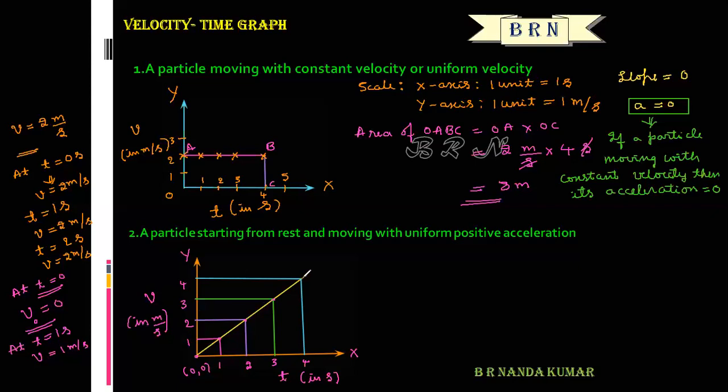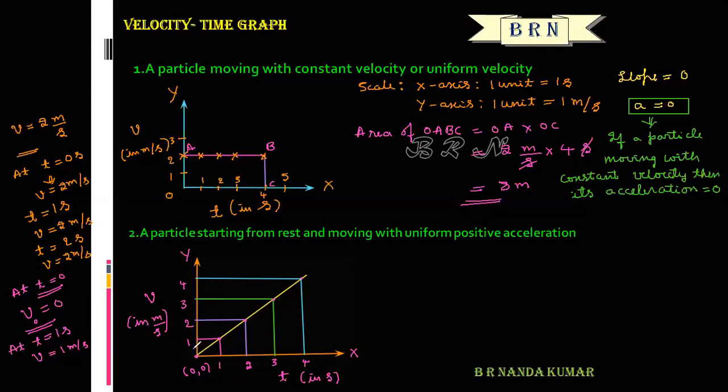So the point in the graph is (4, 4). Now we can join all these points. Now we get a straight line passing through the origin. So this graph clearly shows a particle starting from rest, that means at time t equal to 0, the initial velocity of the particle is equal to 0.